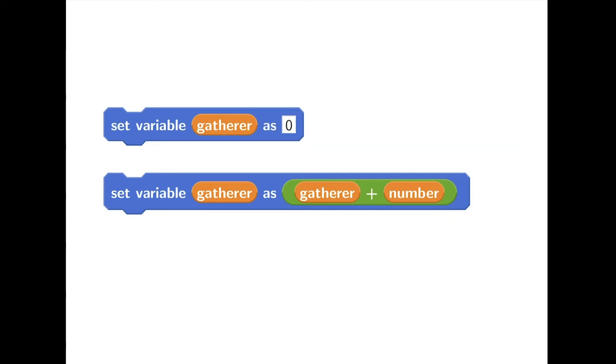So we say that initially the gatherer is 0. Then when we look at the first number, let's say that the first number is 1, we say that the gatherer is the previous value of gatherer plus 1. So it means 0 plus 1, and we store that, we assign that into the gatherer. So the gatherer is now 1.